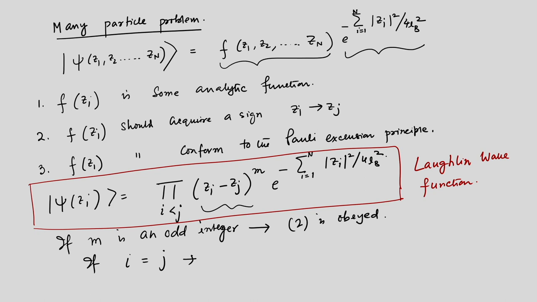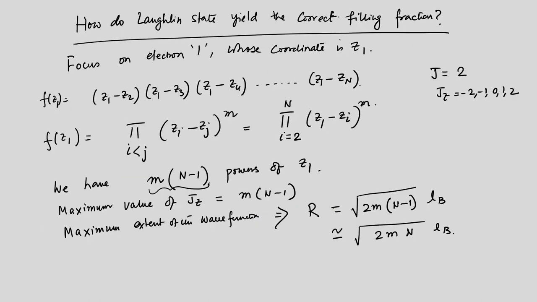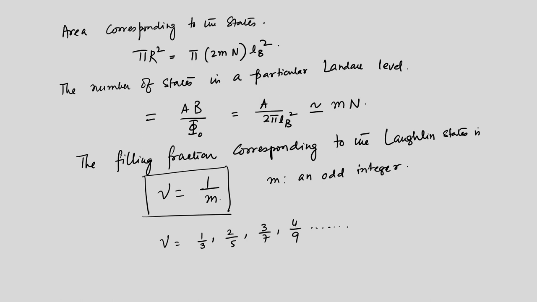It has a nice property that if z_i equals z_j, then it's zero to the power m. So the Pauli exclusion principle is obeyed here, and also the antisymmetric property of the wave function. And then we went ahead and showed that these wave functions actually have the right filling, which is what we wanted, nu equals 1 over m, which we had written down earlier.